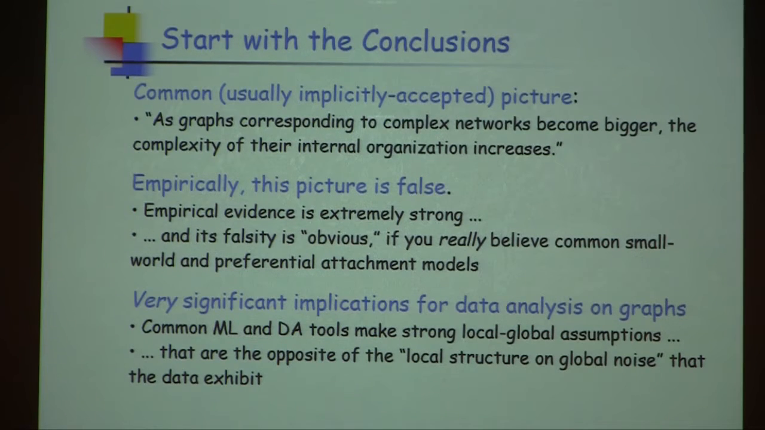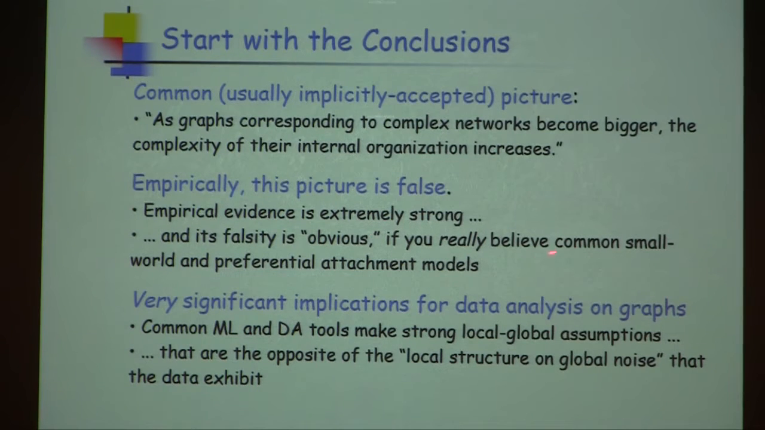Now, what we're doing here is trying to prove a negative result, and that's always tricky, right? So I need to convince you that it's not because we were stupid or lazy that we couldn't find this internal structure. That in very strong senses of the word, this picture is false. So we have very strong evidence. But moreover, I want to say the falsity of this implicitly accepted picture really, really should be obvious.